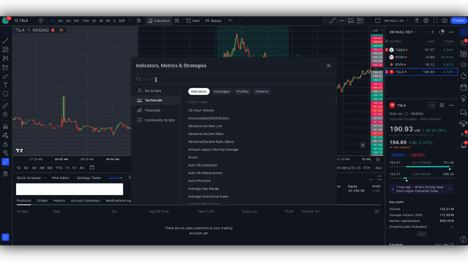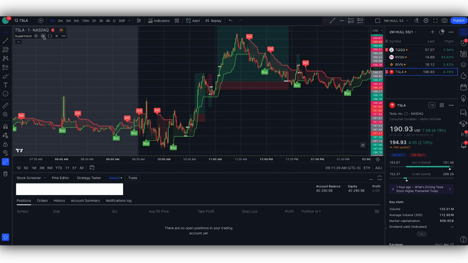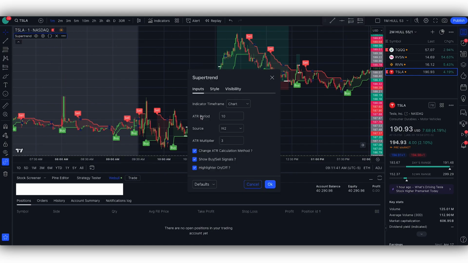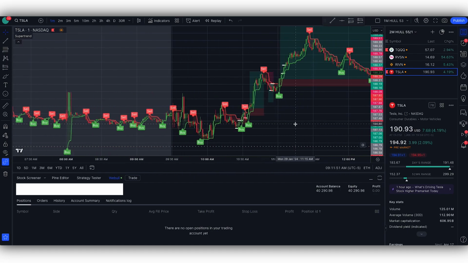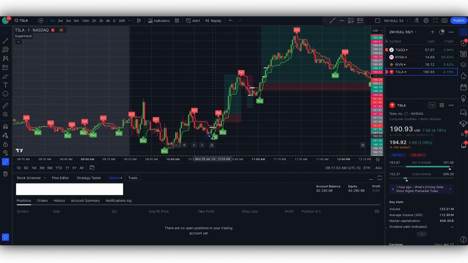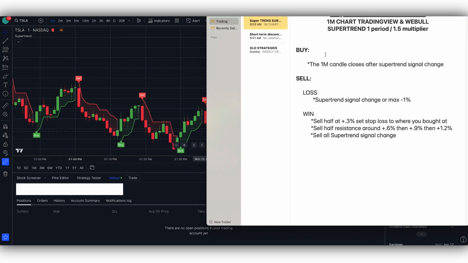So if you click indicators up here, type in SuperTrend, this very popular one right here, you just click on that. And then under settings right here, you change the ATR period to 1 and the multiplier to 1.5. And basically what that does is it makes the signals change super fast. You go in on the signal change. So you buy on the 1 minute candle close after the SuperTrend signal change.